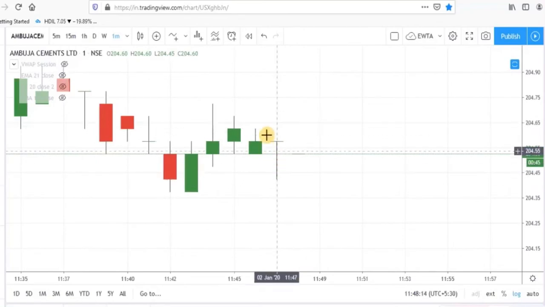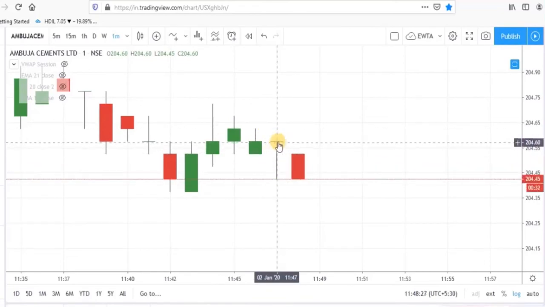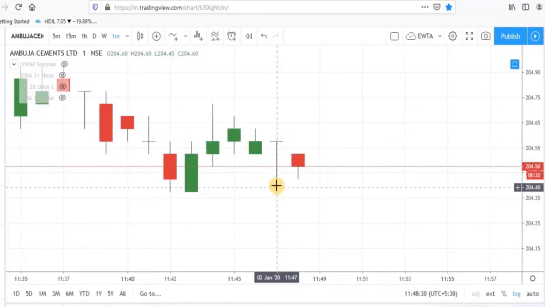Now see, this is a doji bar. We will learn later about this candle. This is a doji candle in which this is the opening price and the closing price is also the same, and this is the low of candle, high is also the same.